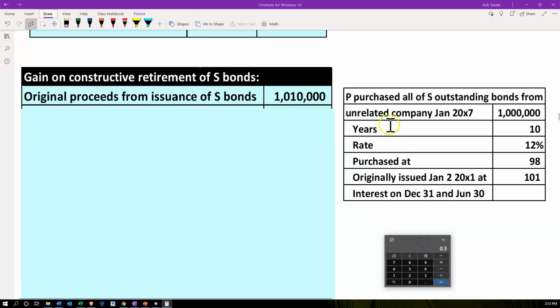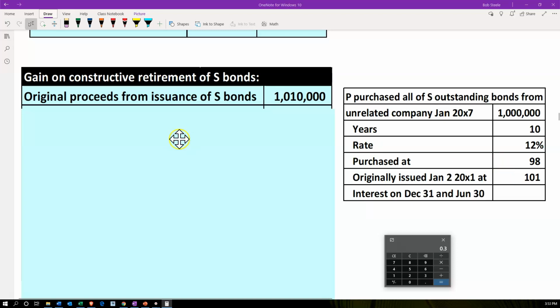We'll note once again the data. P purchases all of S's outstanding bonds from an unrelated company in January 2000X7. That's going to be the beginning of the current year of consolidation. 1 million is the face amount, 10 years, and the rate is 12%. They were purchased at 98%, but originally issued at 101.